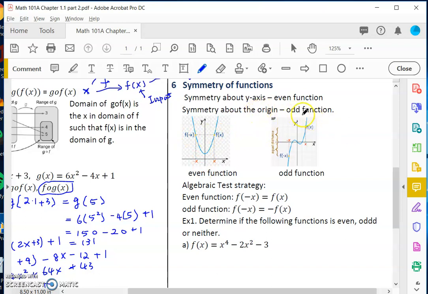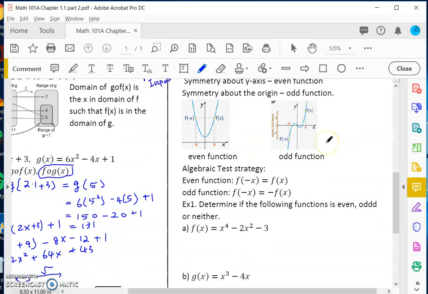An odd function is when it is symmetrical about the origin, meaning if you copy this on a piece of paper and you turn your paper upside down. This is a screen. I can't turn it upside down, but well, I guess I can. You would notice that it's the same thing.